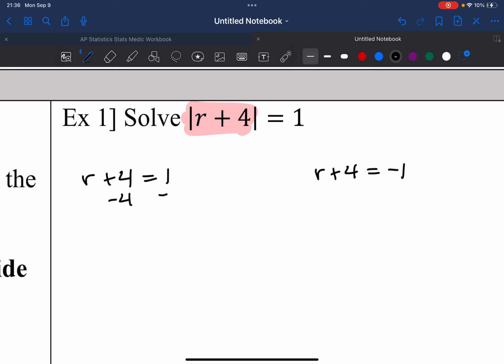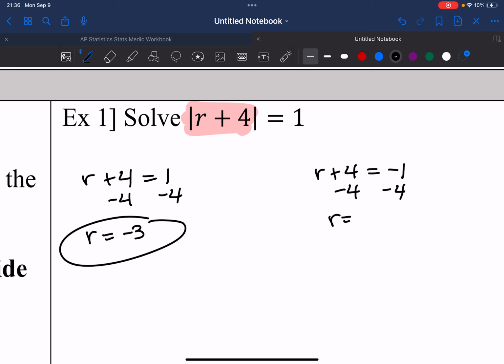So subtracting 4, I get r is equal to 1 minus 4, which is negative 3. And then subtracting 4, I get r is equal to negative 1 minus 4, which is negative 5. So this absolute value equation has two possible answers.